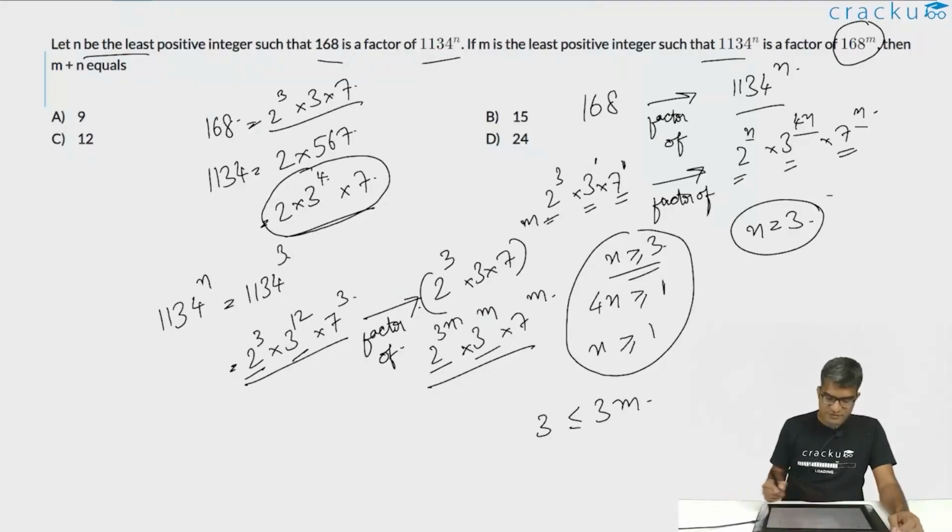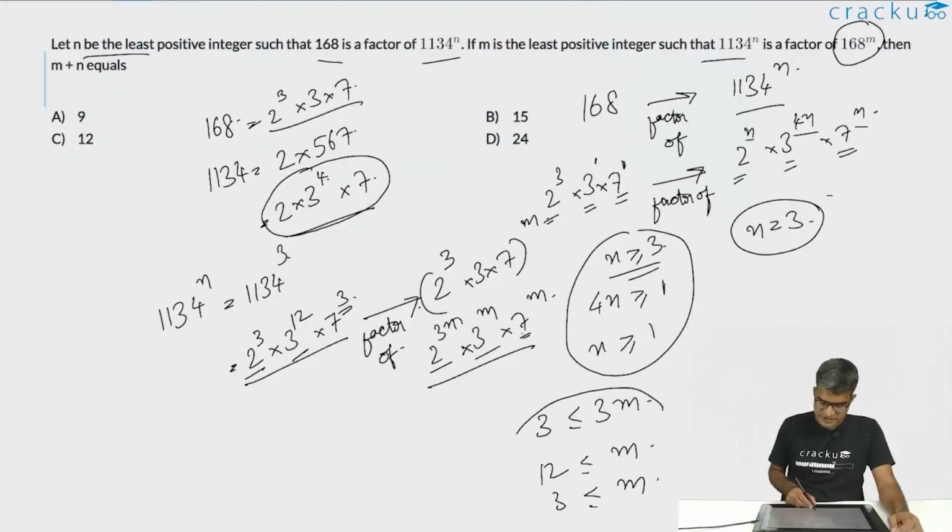3 to the power 12 has to be less than or equal to 3 to the power m. So 12 has to be less than or equal to m. And 7 cube has to be less than or equal to 7 to the power m, or 3 has to be less than or equal to m. All three of these inequalities have to be satisfied. And the smallest value of m for which this is satisfied is if m is equal to 12.